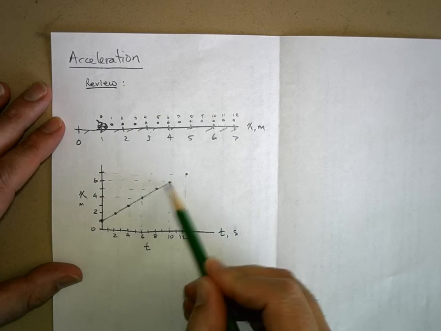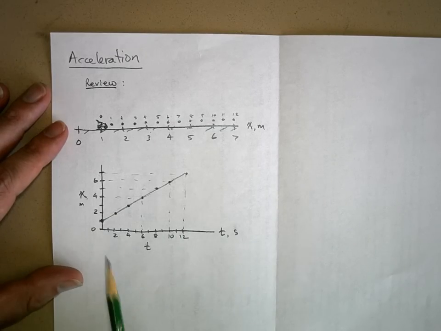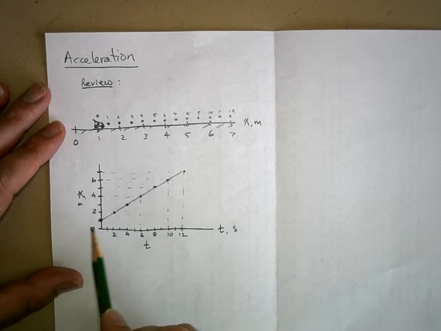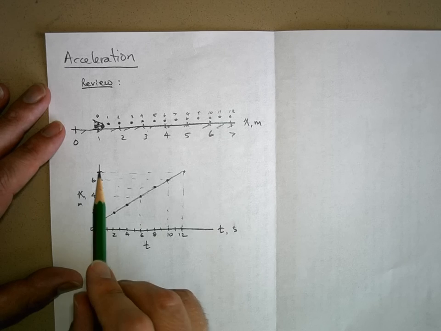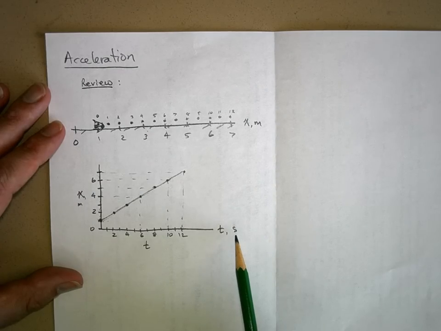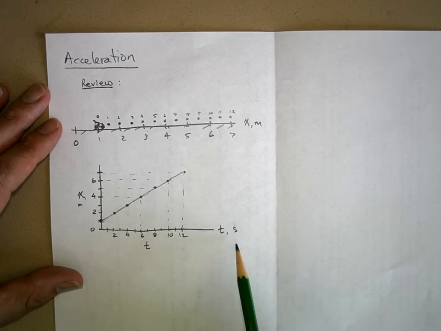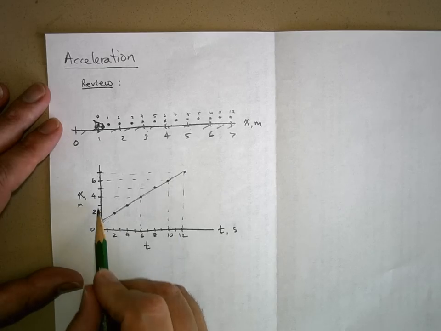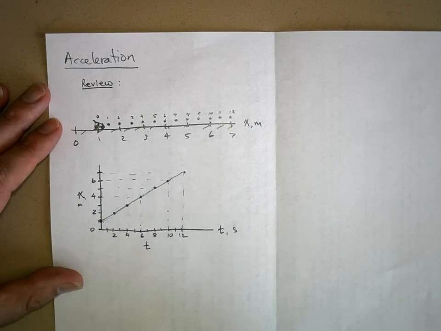Remember, when you look at a graph like this, the object is actually just moving along a straight line. It's not moving at a diagonal like this, because this right here is a time axis. It's not a spatial axis. So we're spreading out this single dimensional motion along the x-axis over time.